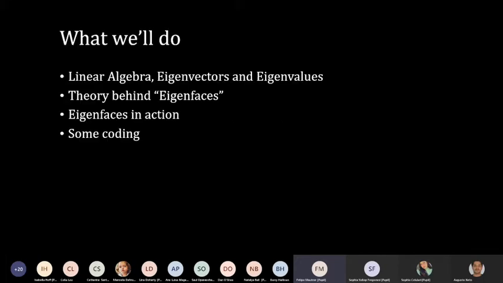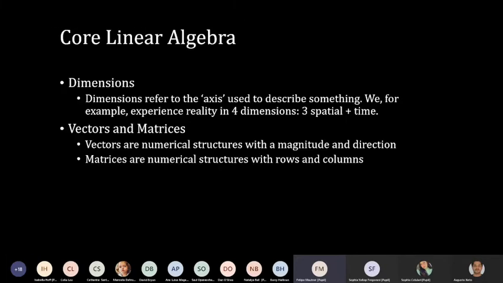We'll go over some linear algebra that we'll need to get the Eigenfaces algorithm working. We'll derive the Eigenfaces algorithm, and then we'll see it in action. And there's going to be some code blocks in the presentation if you're interested in that. So first things first, some core linear algebra. We need to talk about dimensions.